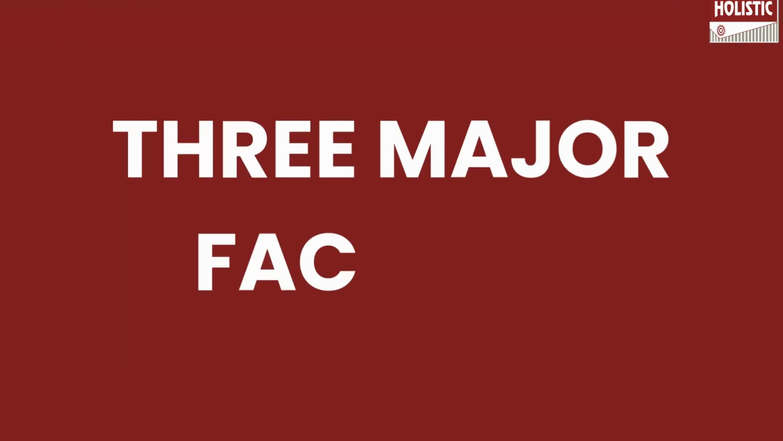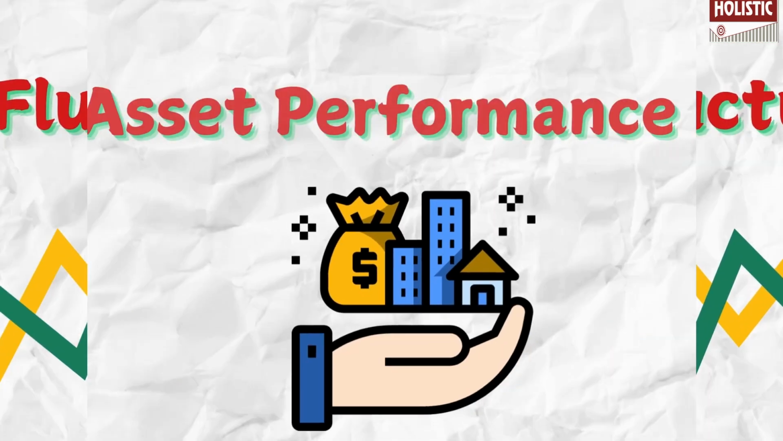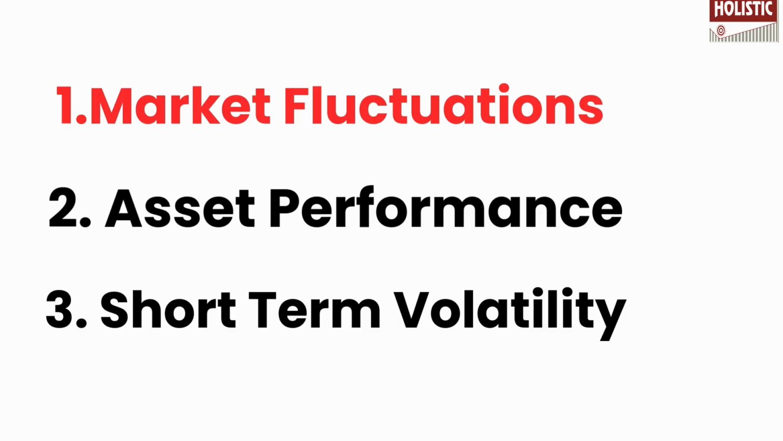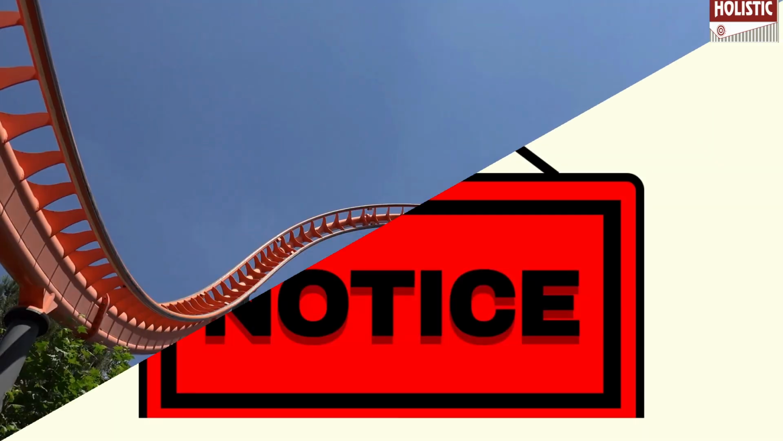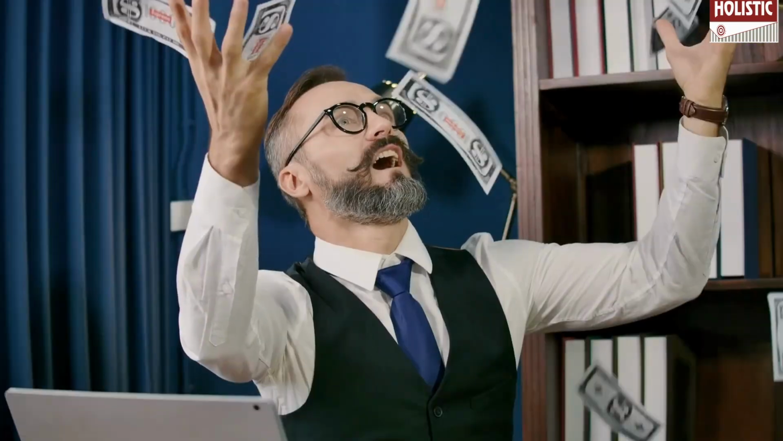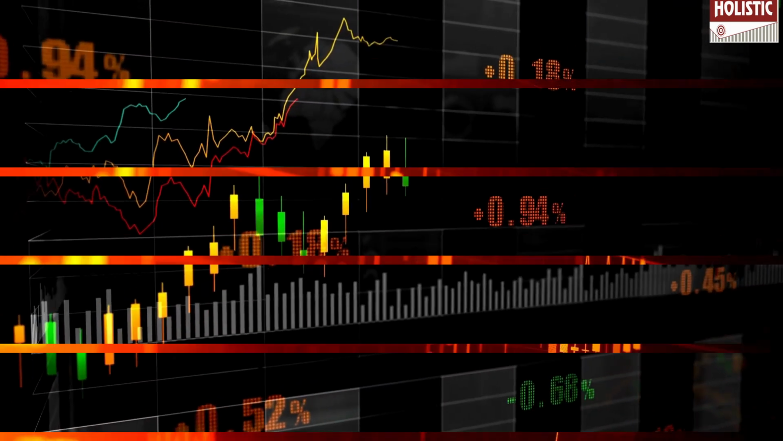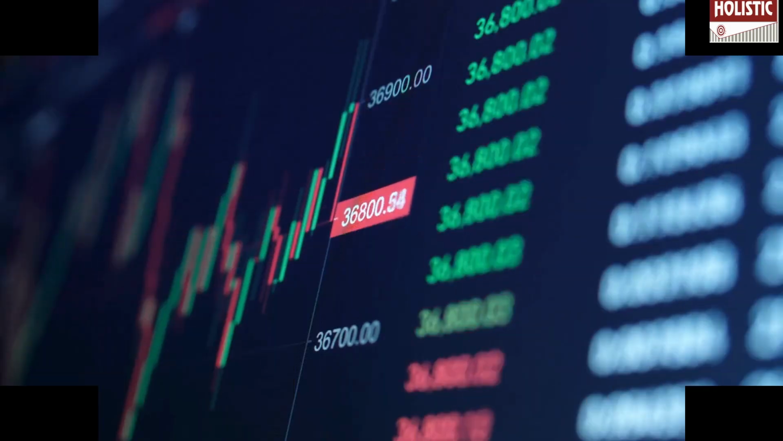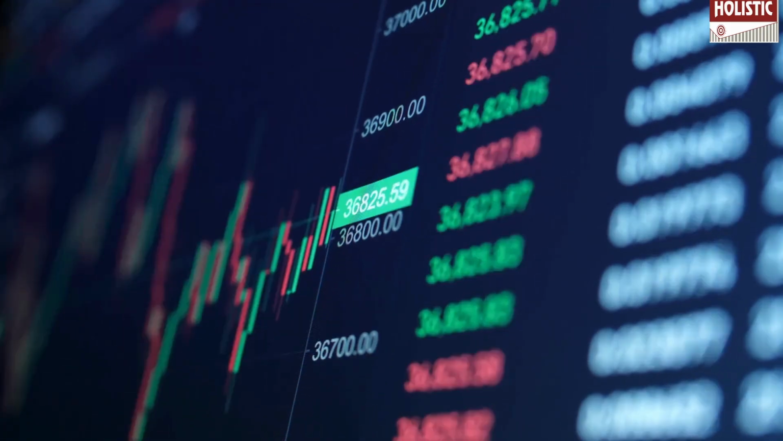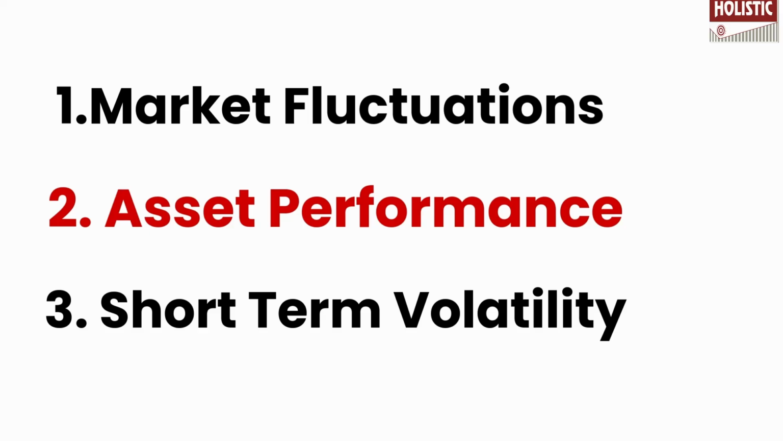So, why do negative returns happen? The answer lies in three major factors: market fluctuations, asset performance, and short term volatility. First, let's talk about market fluctuations. Ever noticed how the market seems to be on a roller coaster ride? Global events, economic trends, or even a tweet from a billionaire can send the market soaring or crashing. Isn't it fascinating how interconnected everything is? But here's the kicker. This volatility is exactly why long-term investors thrive, because what goes down often comes back up stronger.